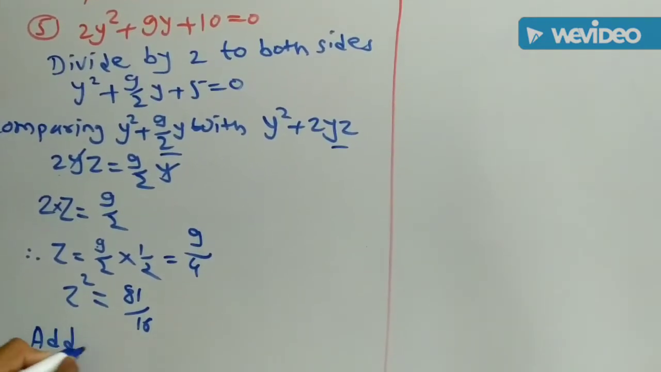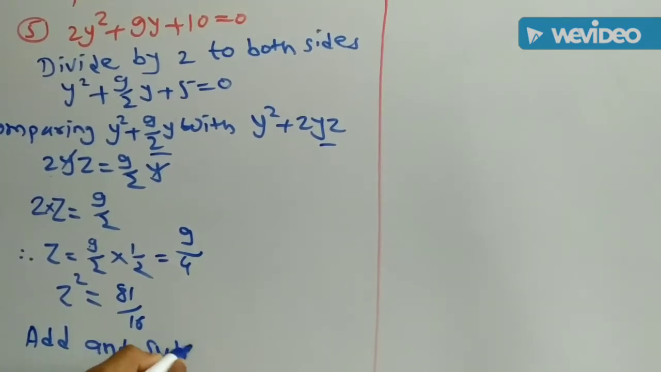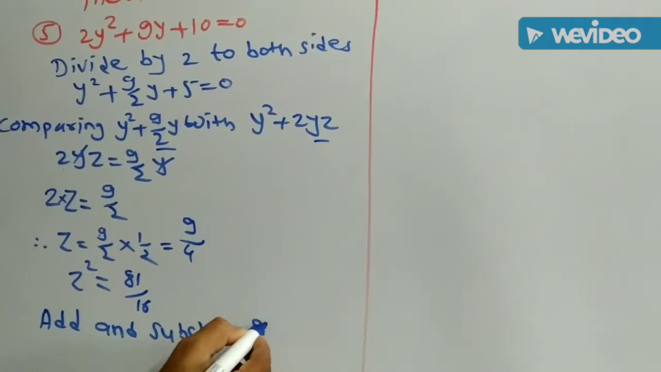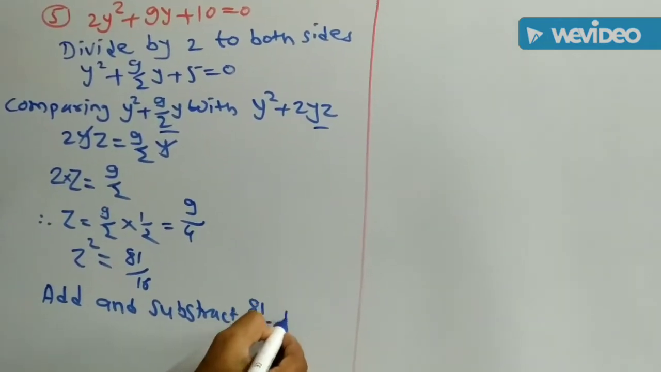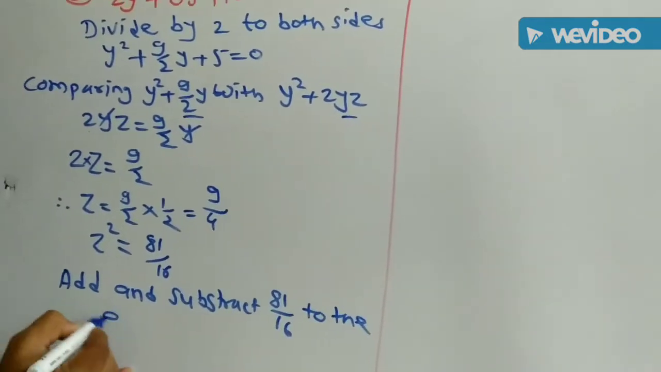Now add and subtract this third term 81 upon 16 to the equation.